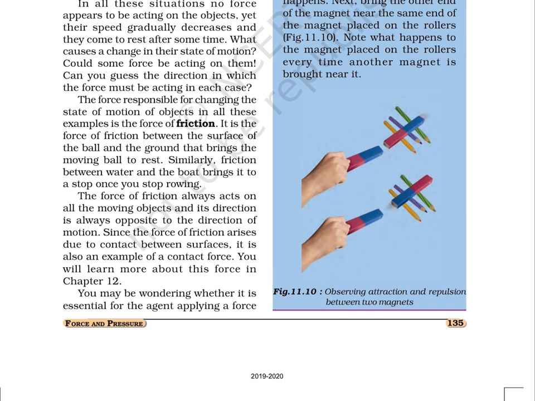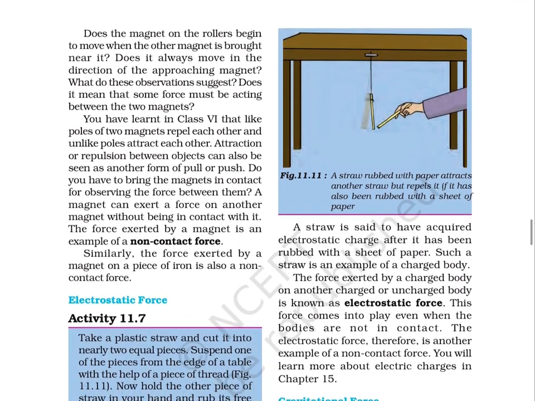Page 136. Does the magnet on the rollers begin to move when the other magnet is brought near it? Does it always move in the direction of the approaching magnet? What do these observations suggest? Does it mean that some force must be acting between the two magnets? You have learnt in class 6 that like poles of two magnets repel each other and unlike poles attract each other. Attraction or repulsion between objects can also be seen as another form of pull or push.